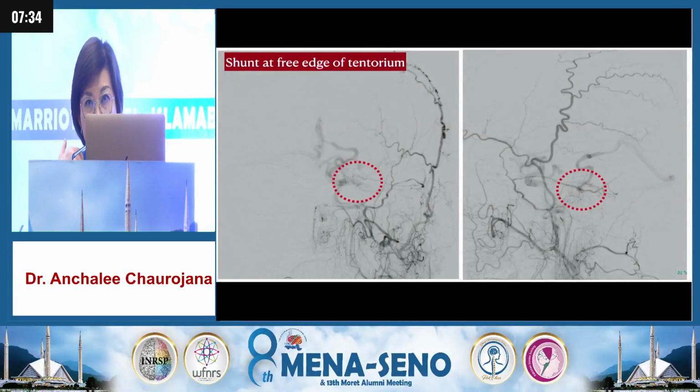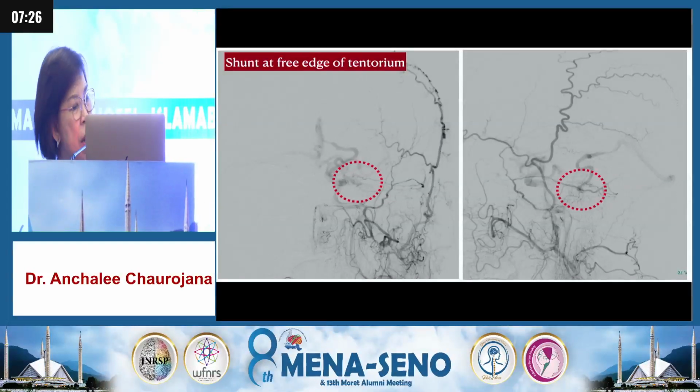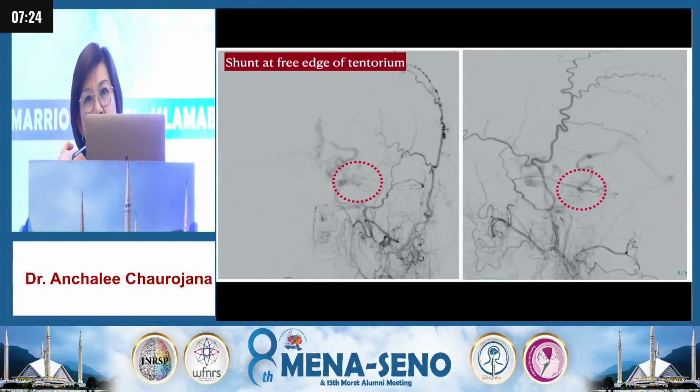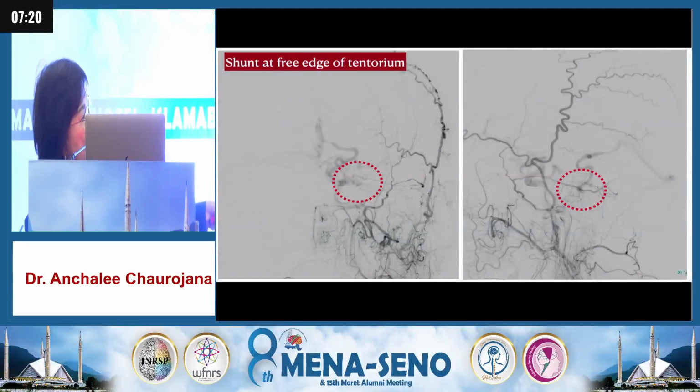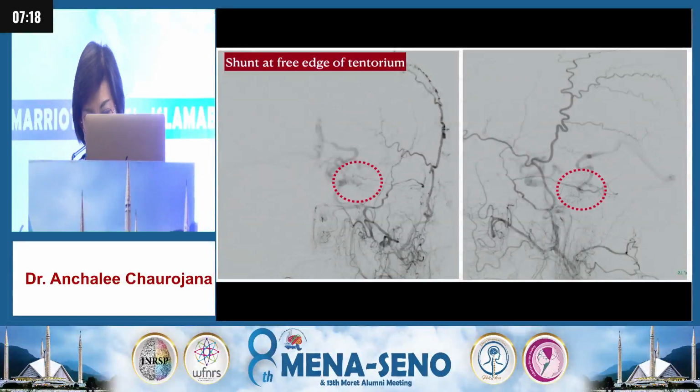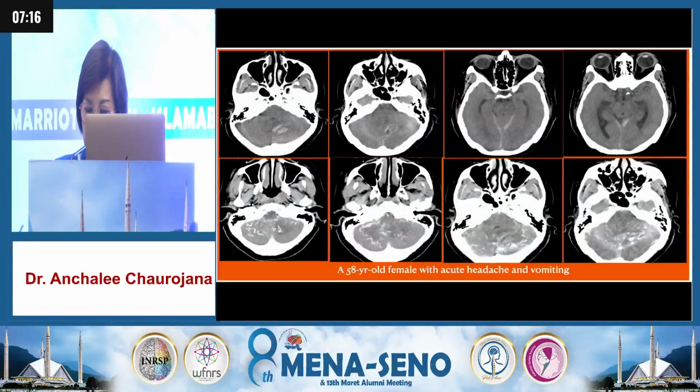So another shunt, that I said before, is a shunt occurring along the free edge of the tentorium, as the marker shows, you can see. The drainage goes into the basilar venous plexus, and finally drains into the lateral pontomesencephalic vein like this. Okay, so I can go to an example case.